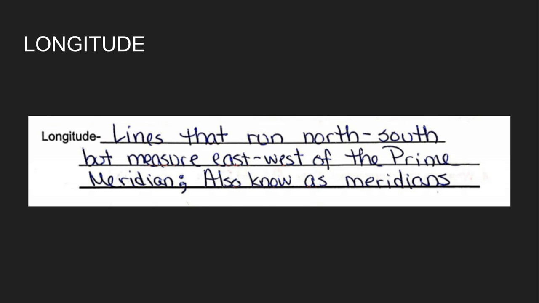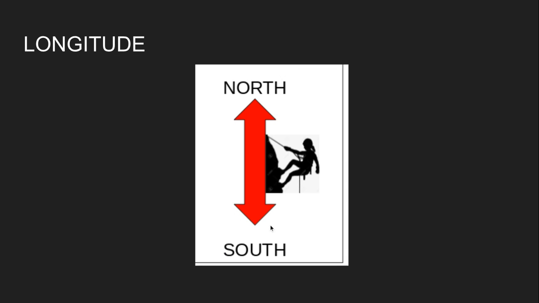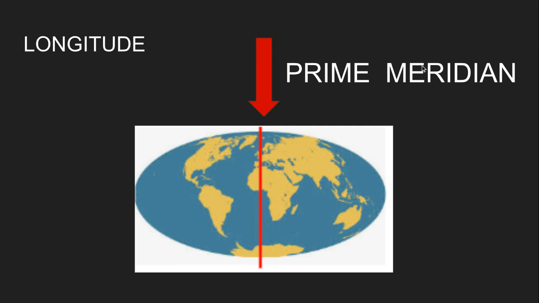Then you have longitude. Longitude. My mouth goes wide with that, up and down. Lines that run north and south, but measure east and west of the prime meridian. And they're also known as meridians. So longitude go north and south. They run up and down. They climb up and down.